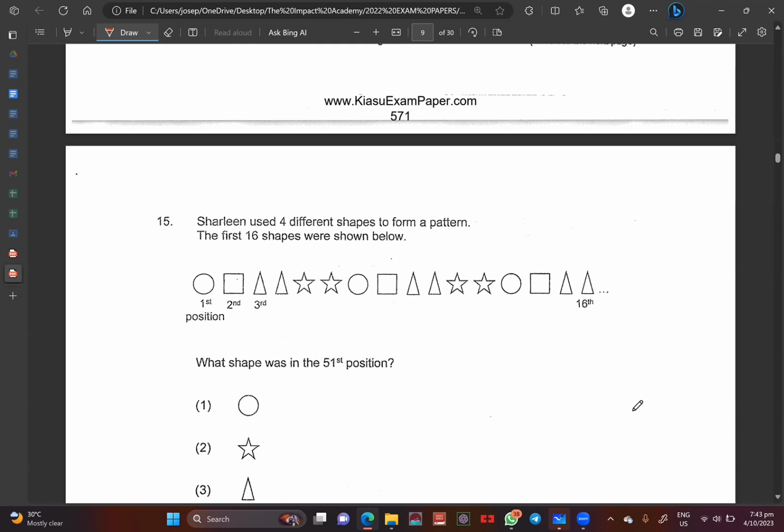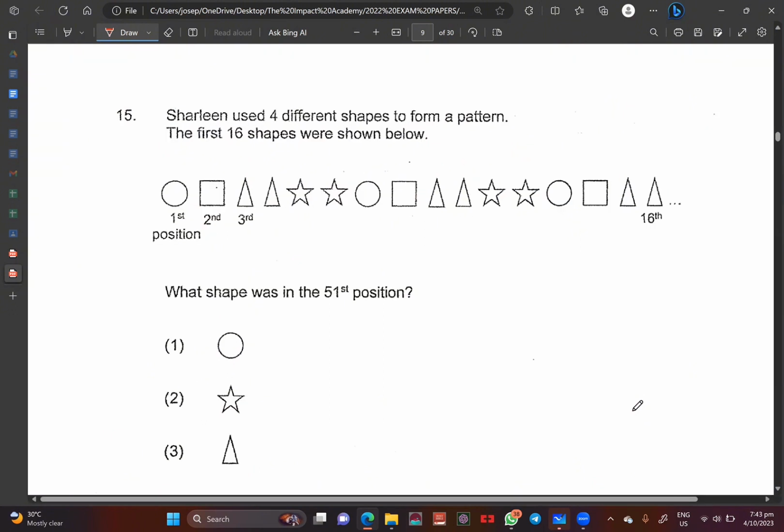All you need to do is to group things up. This is the idea of grouping things up. What do I mean by this? Look at this. You see carefully, okay?